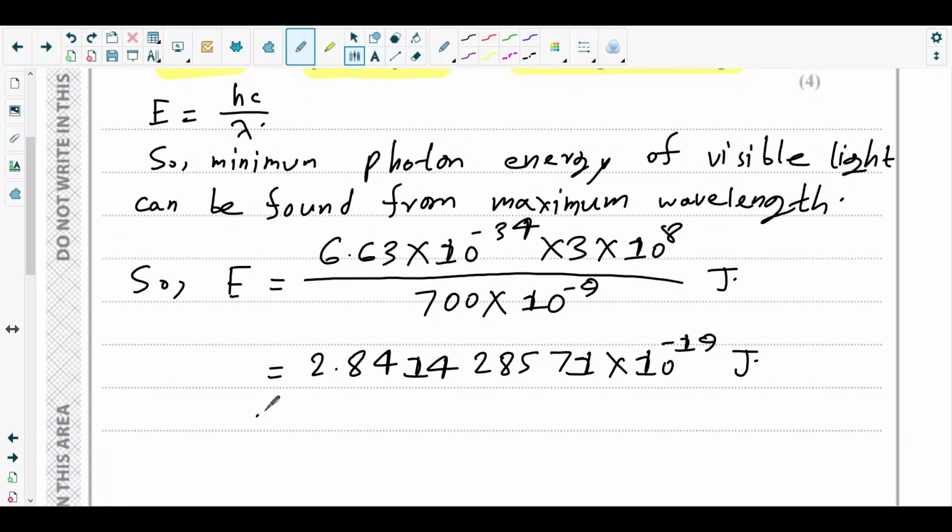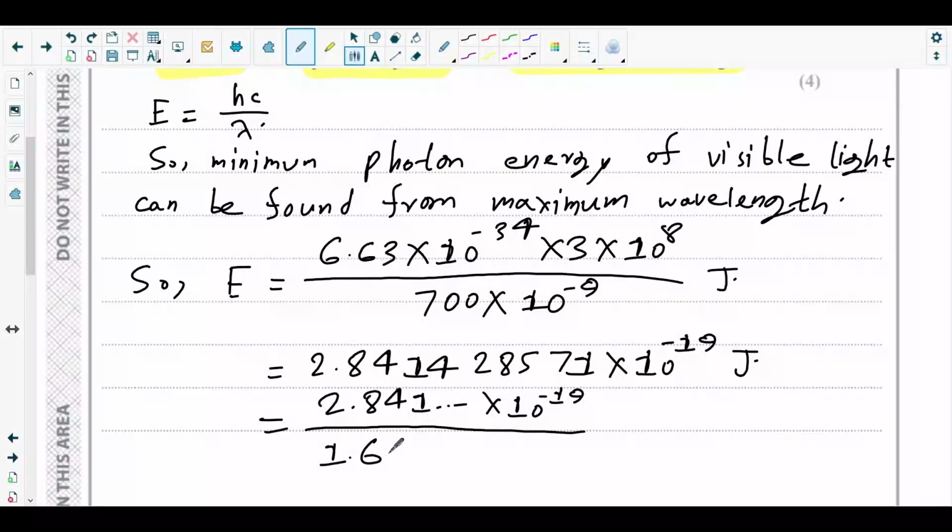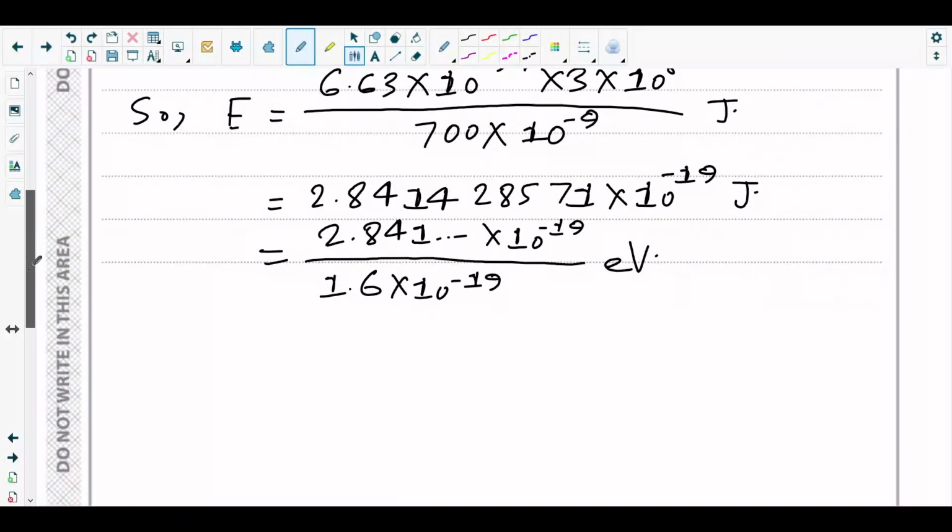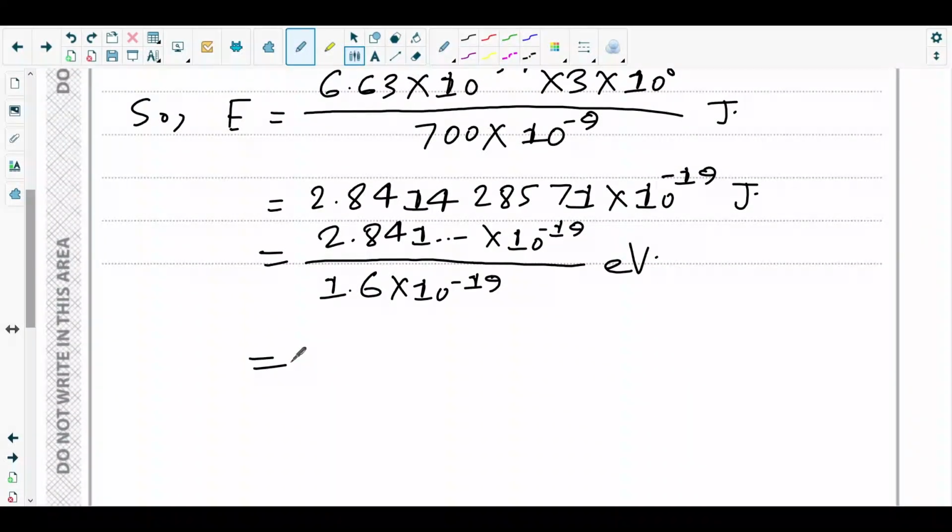Okay, so in electron volt, we have to divide this energy, 2.841 dot dot dot times 10 to the power negative 19, by the charge of an electron, that is 1.6 times 10 to the power negative 19. That much electron volt. So if you convert to electron volt, you divide by 1.6 times 10 to the power negative 19.